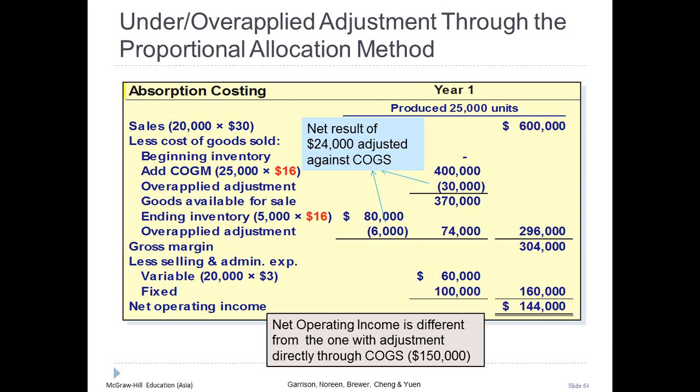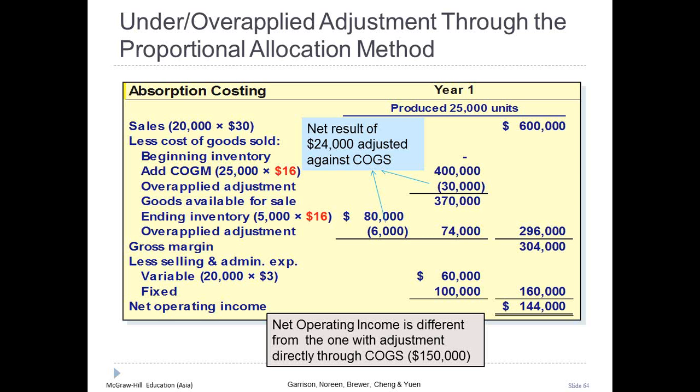Total over-applied adjustment, in this case $30,000, will be shown under cost of goods manufactured instead of the expected $24,000, because we need the $30,000 to deduct the amount carried under ending inventories to get the net result of $24,000 remaining in COGS. So in this case, the $30,000 over-applied adjustment minus $6,000 over-applied to ending finished goods gives us the expected $24,000 adjustment for cost of goods sold.